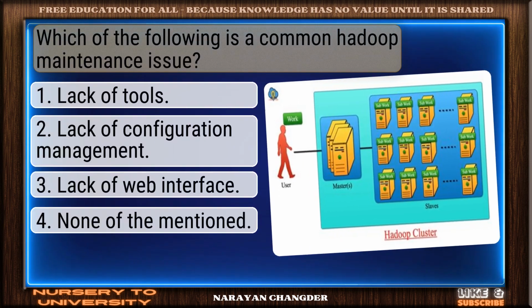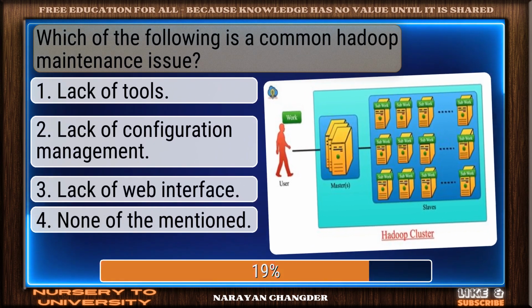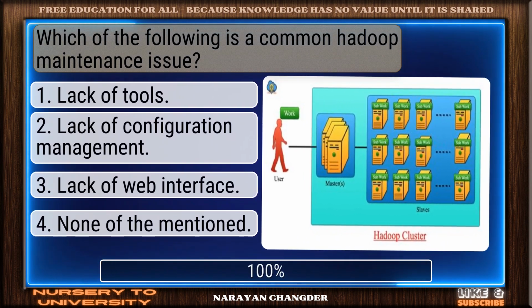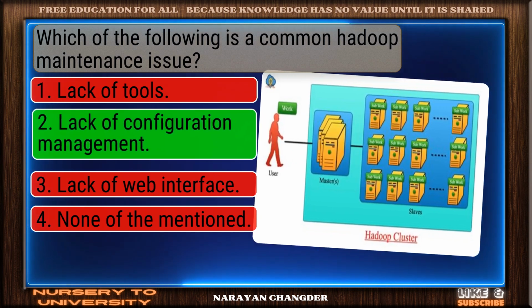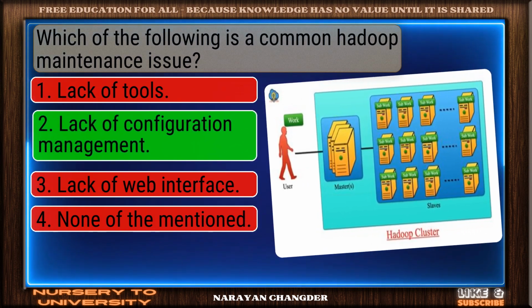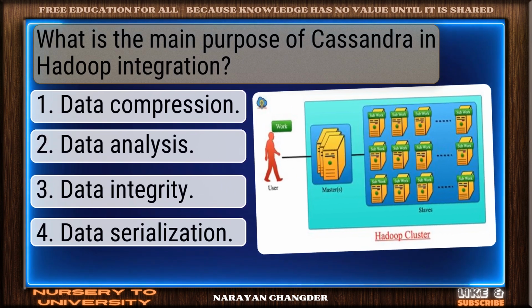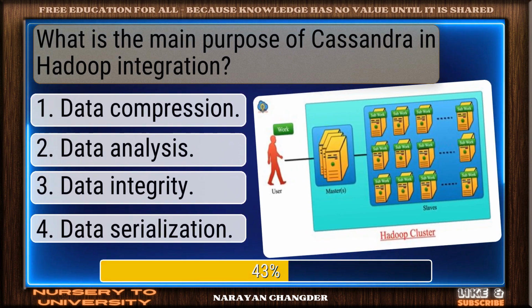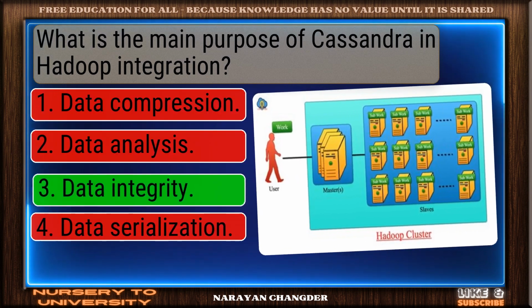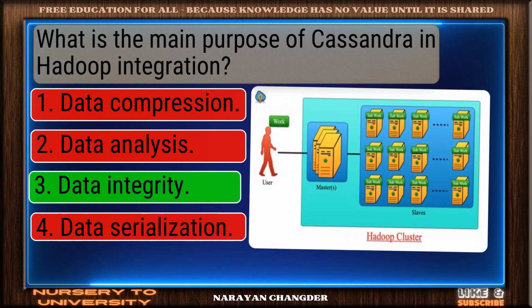Question number 7. Which of the following is a common Hadoop maintenance issue? Exactly. Lack of configuration management makes sense, and it is the right choice. Question number 8. What is the main purpose of Cassandra in Hadoop integration? Perfect. Data integrity is the correct choice.